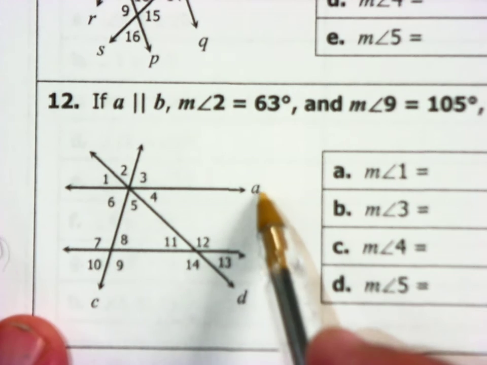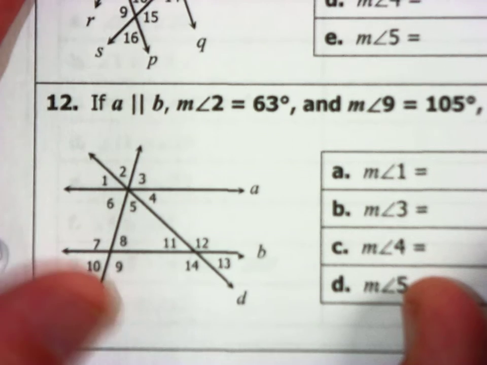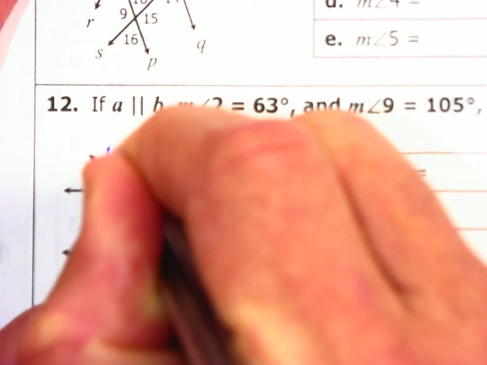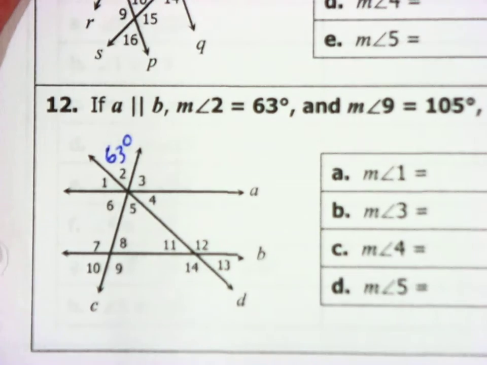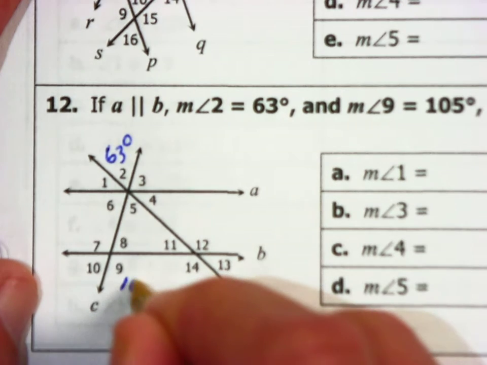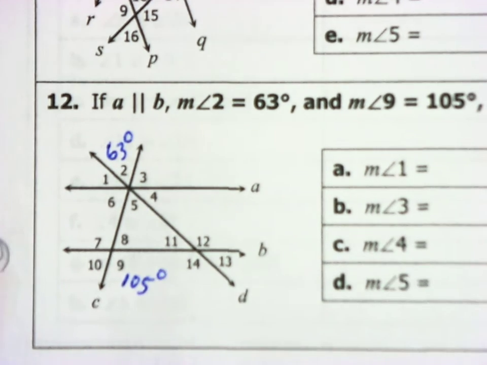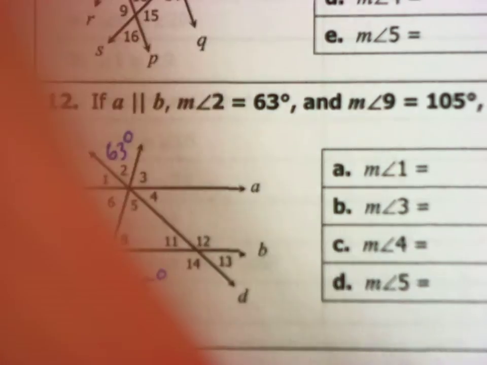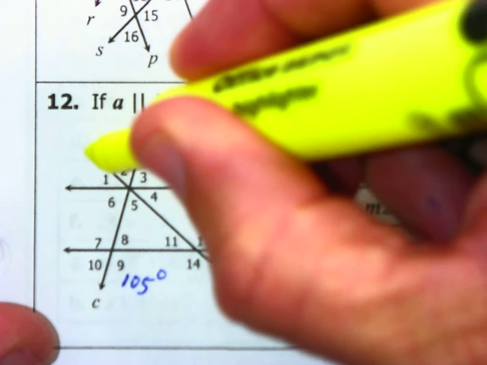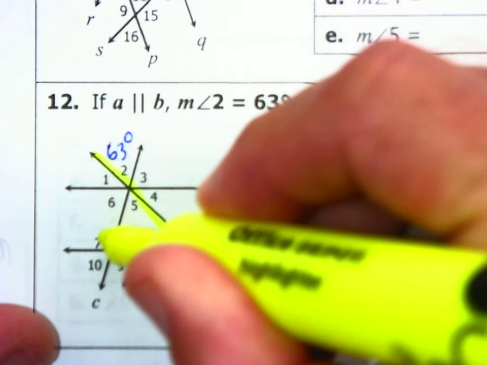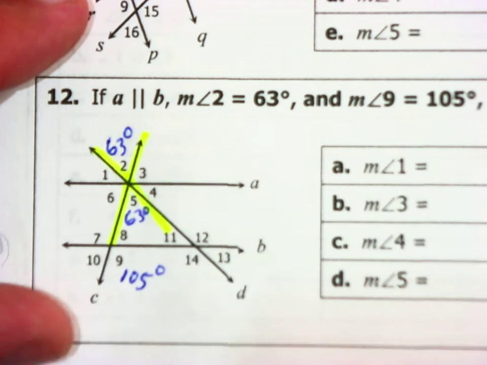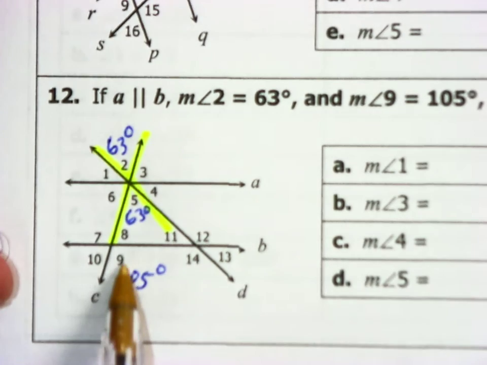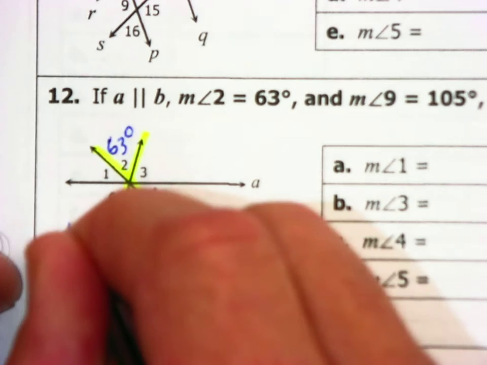It says line A is parallel to line B. It says that angle 2 is 63 degrees, so I'll put that right here. And the measure of angle 9 is 105, so I'll put that right here. I would do vertical angles right away. You see how there's a line right here and a line right here. So 2 and 5 are definitely vertical, so you can put 63 degrees here. Angle 9 and angle 7 are vertical, so you can put 105 here.